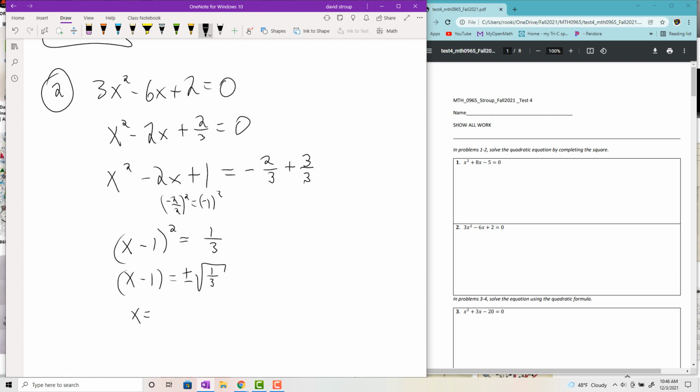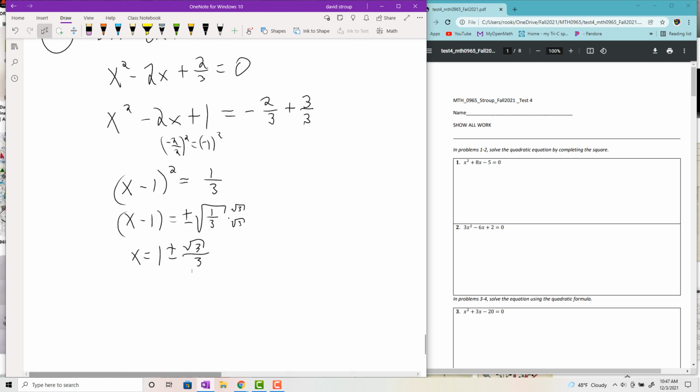Then you can add the 1 to the other side, so you have 1 plus or minus, rationalizing the denominator here, multiply top and bottom by root 3. You get root 3 all over 3. Okay. Assuming I didn't make any mistakes. It feels like I made a mistake, but I hope I didn't. Let me just kind of look at that for a second. I think it's right. Okay, let's move on then.